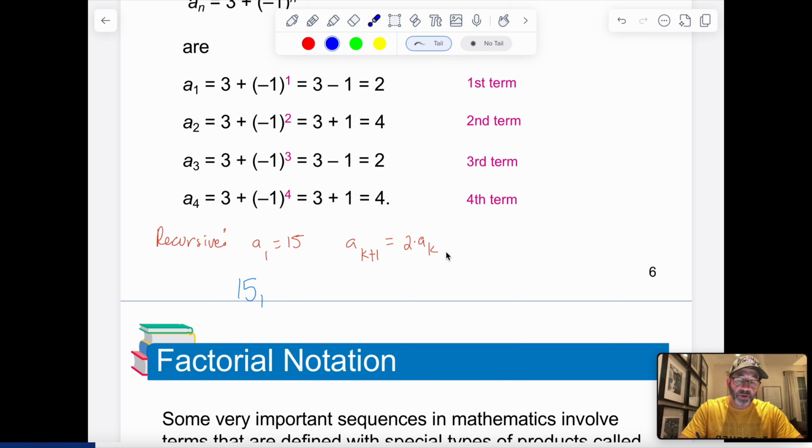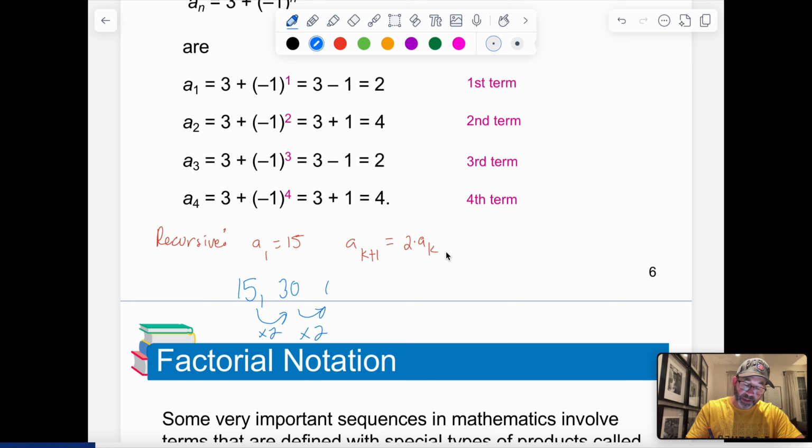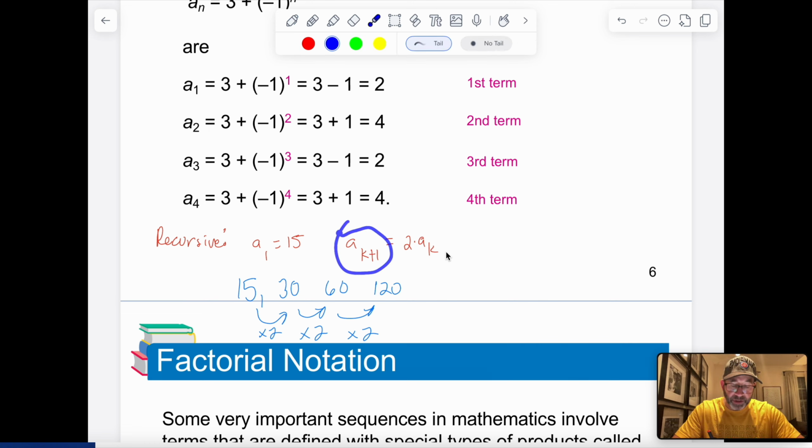Okay? So here's what that looks like when we're doing this. If we take this and we double it, it's going to equal 30. We take this and we double it, it's going to equal 60. We take this and we double it, it's going to equal 120. And again, to restate, my next term is equal to twice the previous term. So here's my previous term, here's twice it. Okay, you get the idea. That's recursive. It's always building off of the previous value.